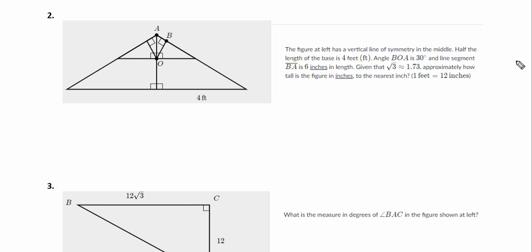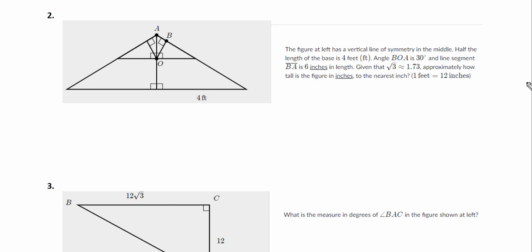So I'm going to read this one that says, the figure at left has a vertical line of symmetry in the middle. Half the length of the base is 4 feet. Angle BOA is 30 degrees, and the line segment BA is 6 inches in length. Given that the square root of 3 is approximately 1.73, how tall is the figure in inches to the nearest inch? All right, so what are we looking for?